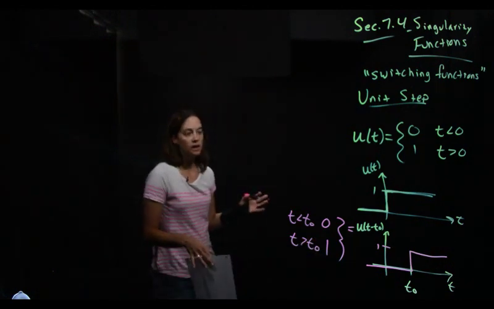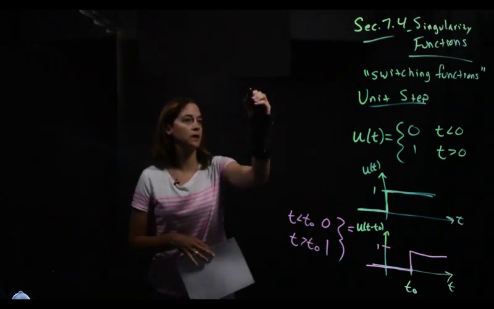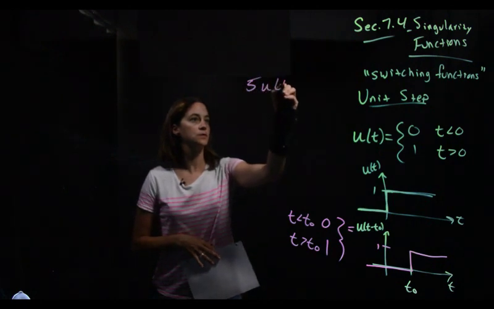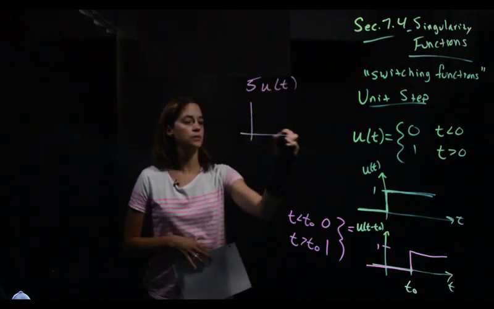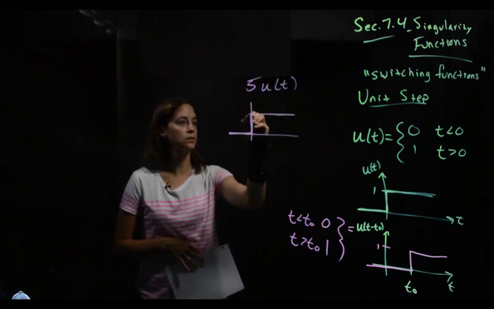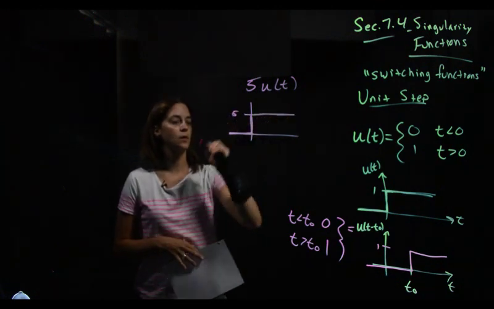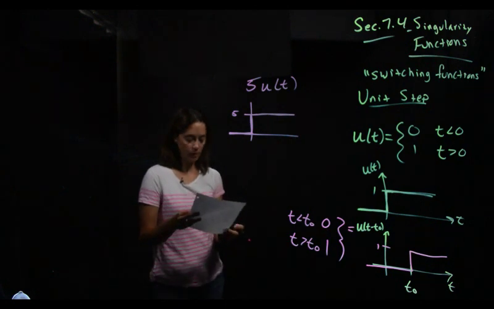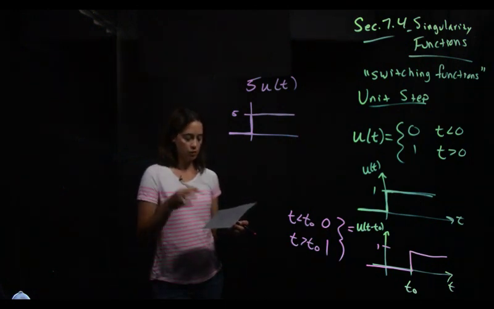If we don't want 1, if we want 5, then we can write 5u of t. So 5u of t, again, gives us the same function, except now we peak out at 5. So that is the unit step.